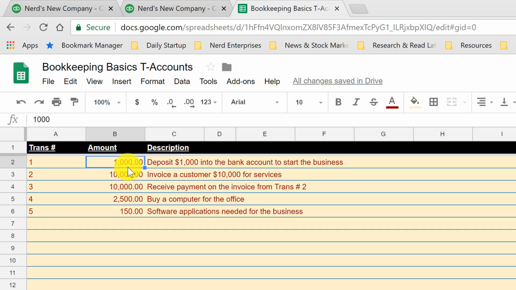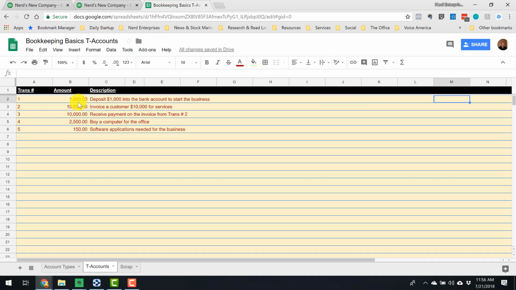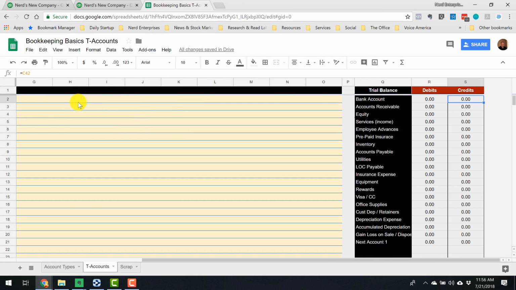And what I've got in the spreadsheet, and there's going to be a link to the spreadsheet in the blog post wherever you're watching this, is a little mini trial balance here, right? So this will help you if you're practicing to make sure that you've got things balanced properly, right?